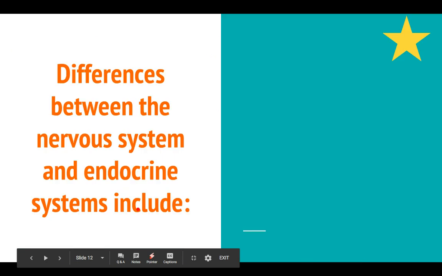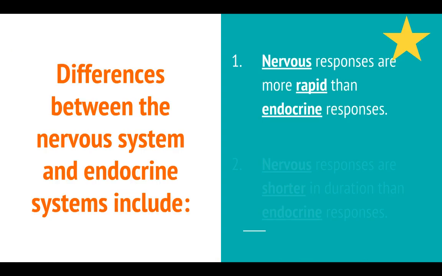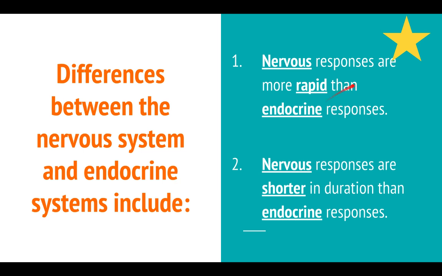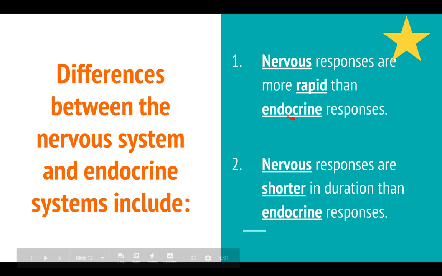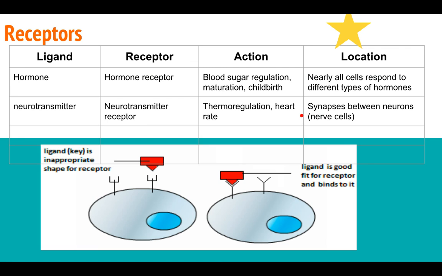I should really have a picture of your endocrine system in here. Okay. Nervous system responses are very fast. Endocrine responses are slow, sometimes over days or maybe even a week. Nervous responses are very short in duration compared to endocrine responses. Endocrine responses are much longer. So neurotransmitters are fast and they don't last that long. And endocrine signaling takes a long time, but it lasts longer.